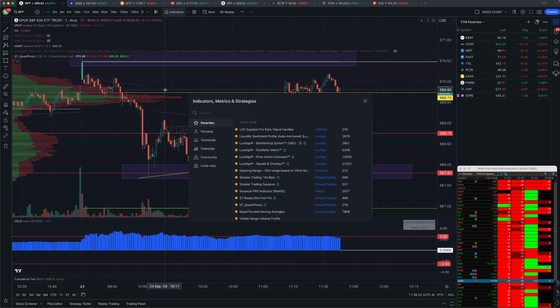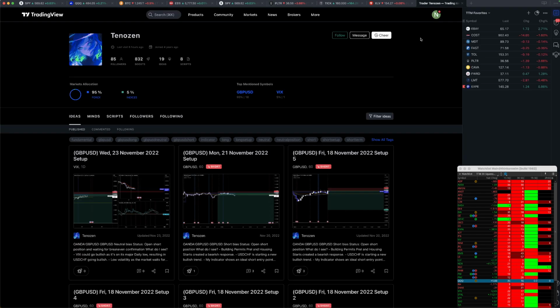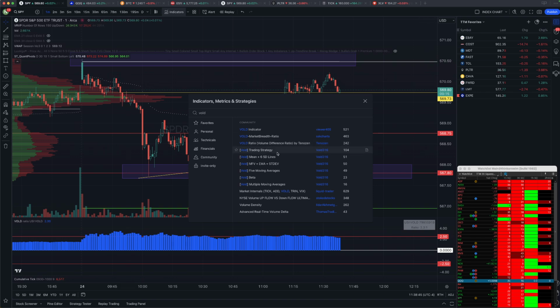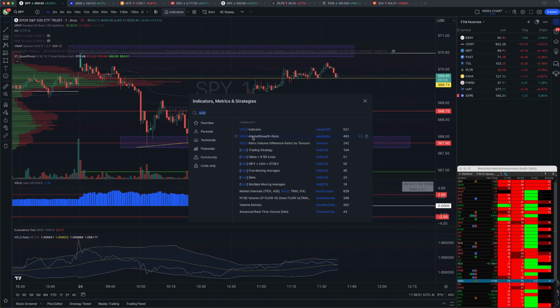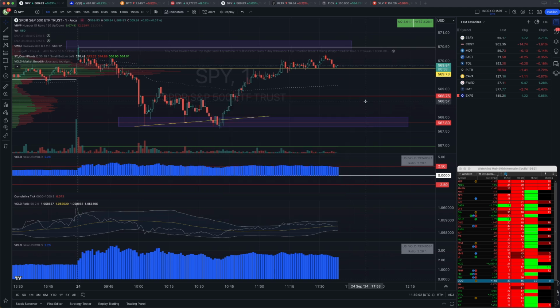So if you go, I think it's this one by Tenozen. Let's see. Yikes. Nope, that did not. Let's see here. Hold on. I think that's the one I put on here. No, it wasn't. Is it the market breadth? Nope, it wasn't. Yeah, it's that first VOLD indicator. Okay, so I'm going to star that one so that it's always there.